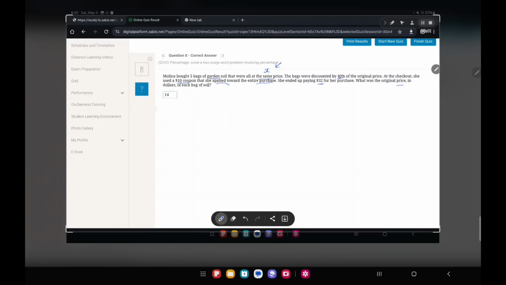Let's say the price was X, and we bought 5 bags, so we bought 5X. The bags were discounted by 40%. If you're discounting anything, you can use the grade 5 way. The grade 5 way is to use 40 over 100 of any number. Let's say I had a bag that cost $100 and it was discounted 40%: you would do 40 over 100 times $100, equals $40, and then you subtract that discount and you get 60. This is the grade 5 way.